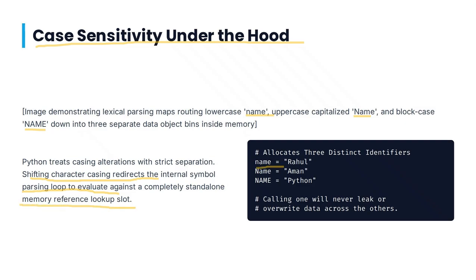Name equal to Rahul, name equal to Aman, and name equal to Python. Calling one will never leak or override data across the others. If the cases used in this same name are different, then this means that these three have different memory locations, and these three represent three different identifiers or variable names.